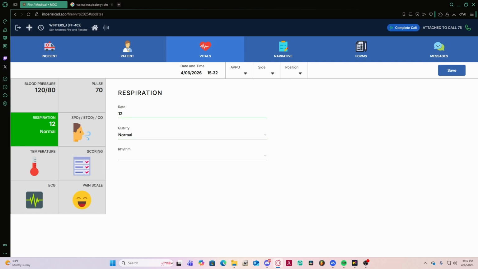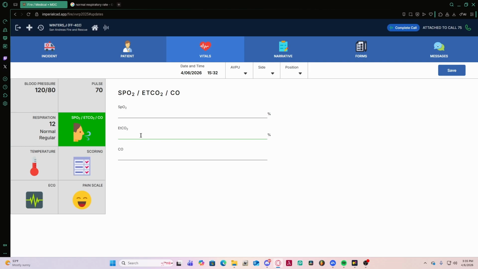And this is just you listening to the patient's lung sounds, like when you go to the doctor and they're poking on the side of you, telling you to breathe in and out. Rhythm, regular, irregular. Okay, so all that's normal.